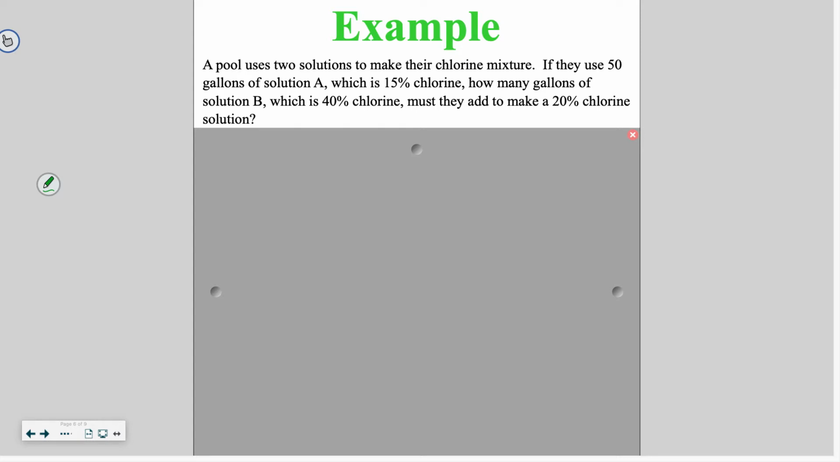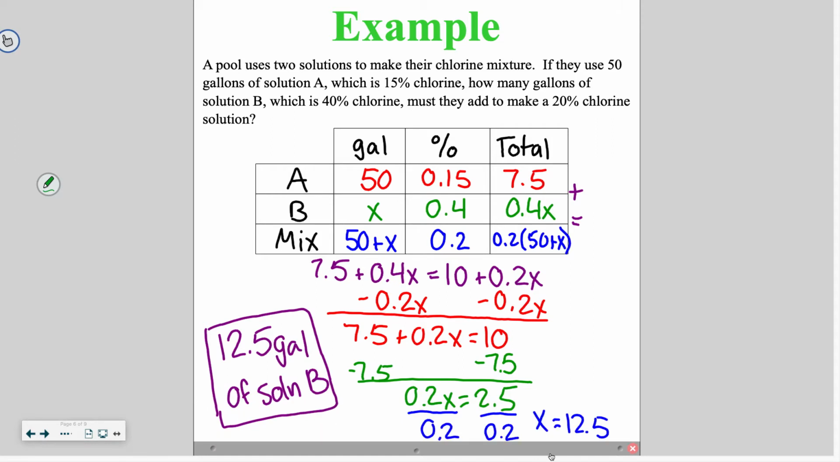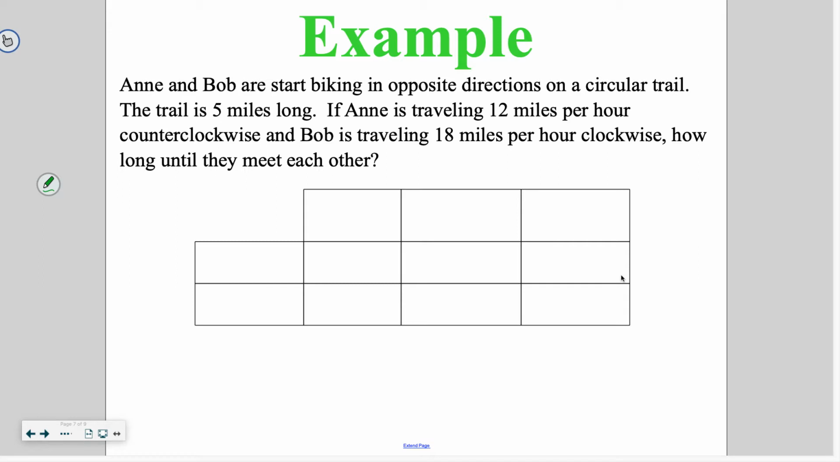Go ahead and try this mixture problem on your own, setting up the table and working through to solve. You are going to find that you need 12.5 gallons of solution B. We're going to switch gears now and look at the uniform motion problems.